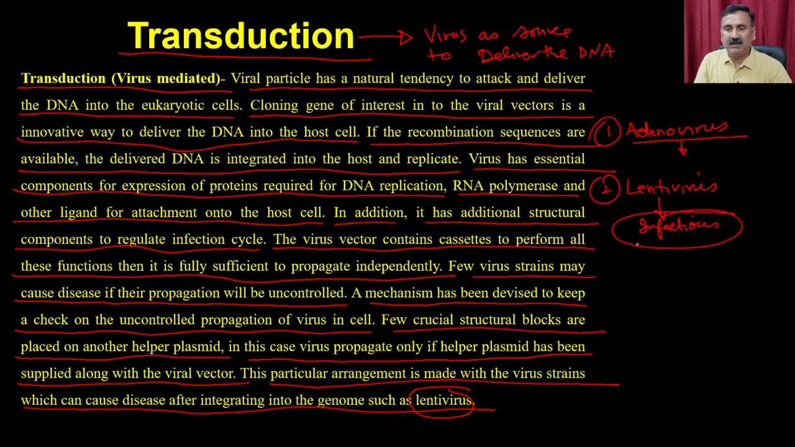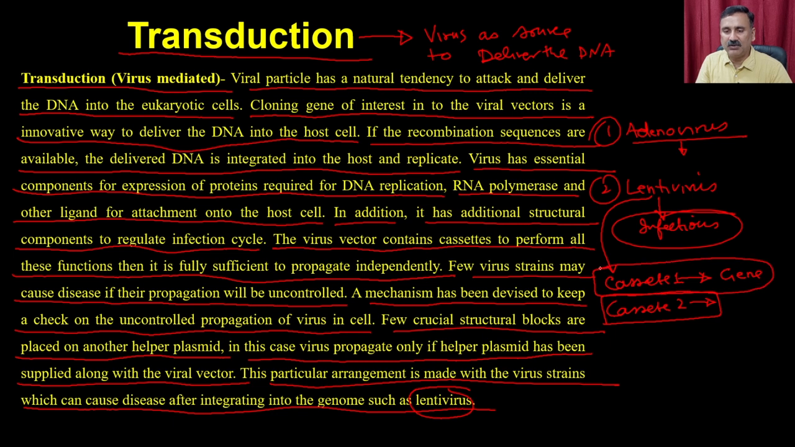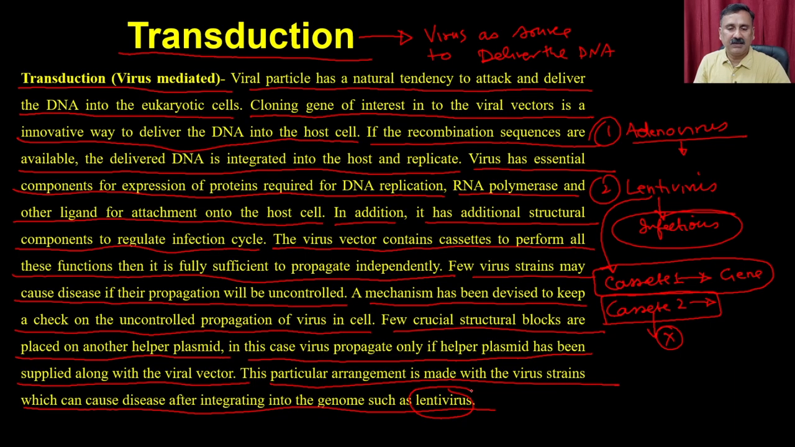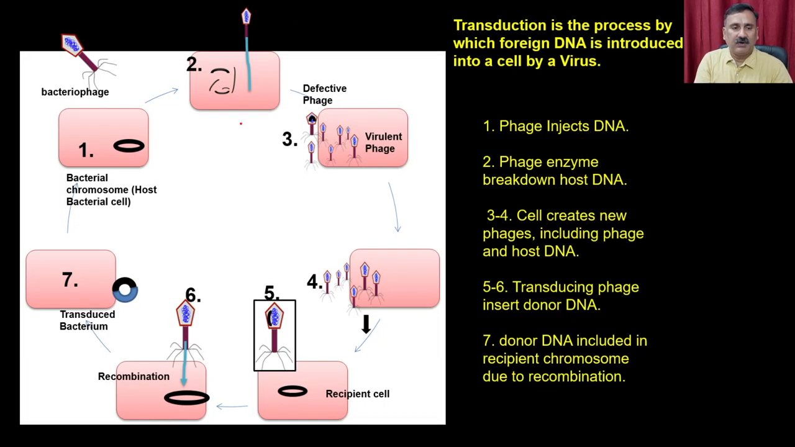That's why the lentivirus can be used with two cassettes. Cassette 1 will have your gene of interest, and in cassette 2 you can keep all the essential genes. Once you supply both of them, they will replicate and supply your gene. But as soon as you don't add cassette 2, or you remove it, it will still be able to deliver the gene, but it will not be able to cause the infection. Okay, so that's how you can control the activity of some of the infectious viral particles such as the lentiviruses.